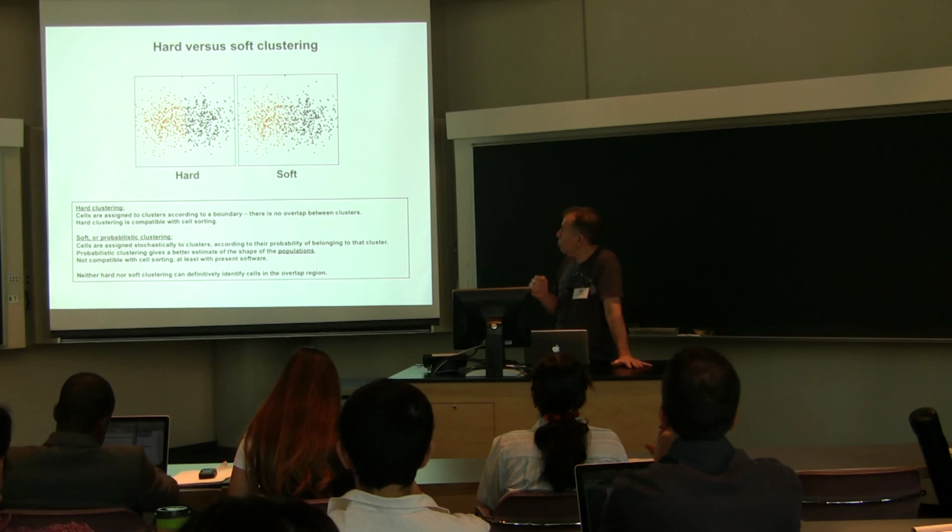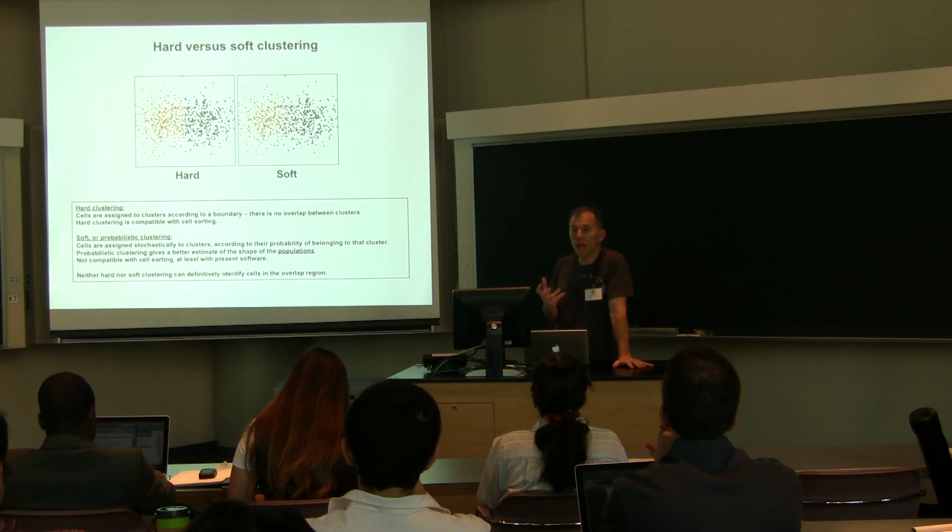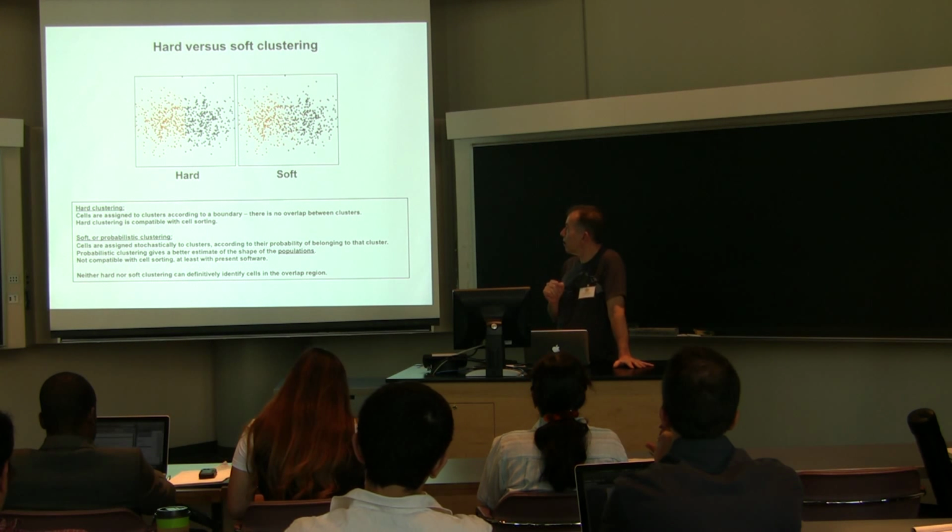But I think that's true, because if you look at these figures here, the cells in the middle region, without further information, there's no way of deciding which population each cell belongs to. So you do have that uncertainty in the data. And I think the soft clustering recognizes that.